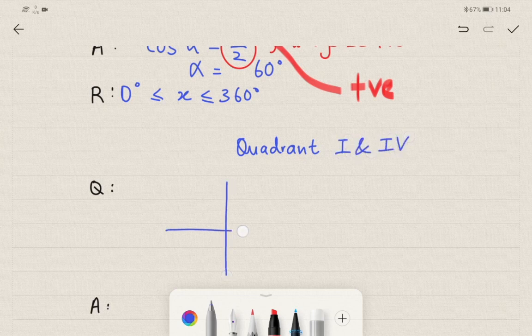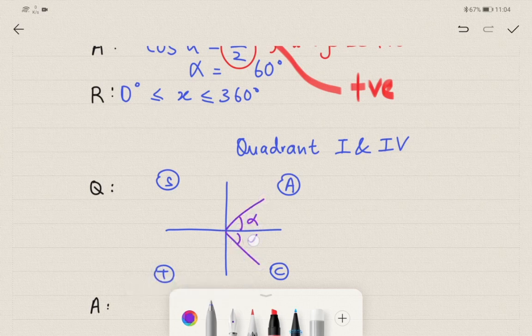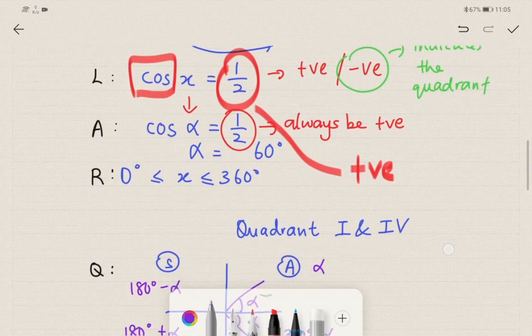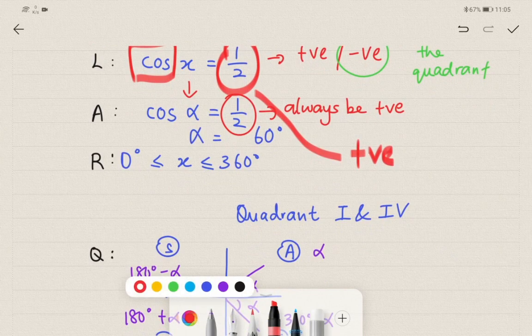So we draw properly. Label all sine teacher crazy. And now we draw our alpha. So this one is alpha, this one is alpha. At the first quadrant, the value is just alpha. This one will be 180 degrees minus alpha. This one will be 180 degrees plus alpha, and this one will be 360 degrees minus alpha. Just now we already know our alpha is 60 degrees.